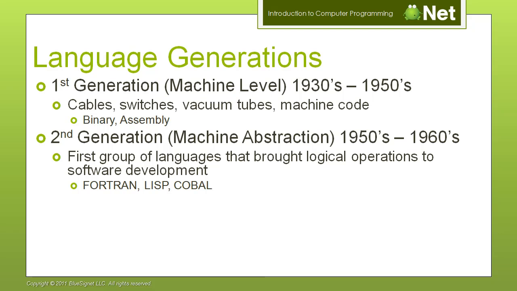In the first generation of languages, this is around the time that digital computers were becoming in full use. From the 1930s to about the 1950s, you were seeing a lot of things that were vendor-specific types of instructions that were either manipulating cables or switches, or machine code such as binary or assembly language in order to get a computer to do something.